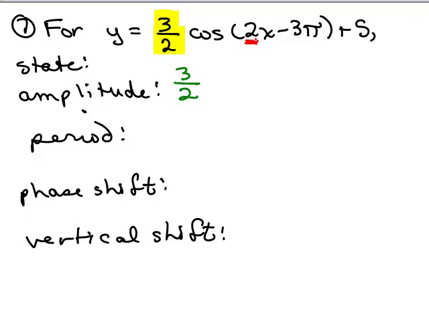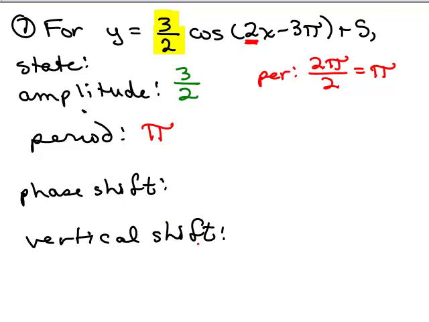All right? So what we do is we take the period of cosine. So to get the period, we're going to take the regular period of cosine, which is 2 pi, and divide by this coefficient of 2. And so the period is going to be pi.